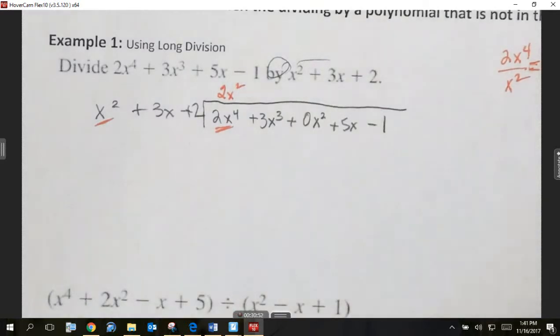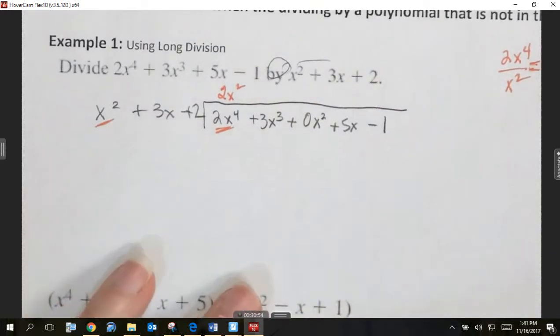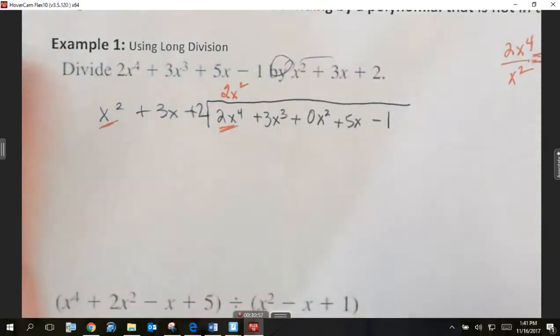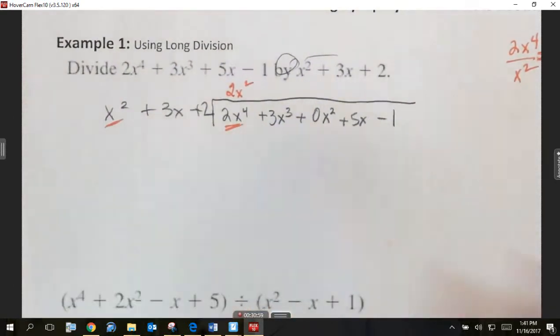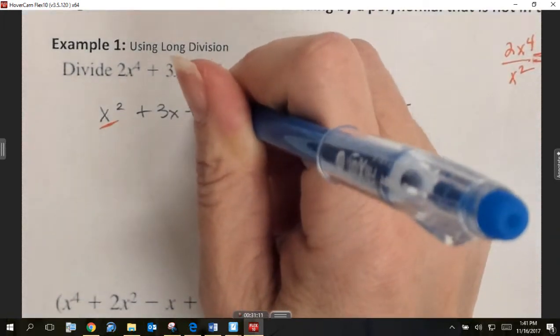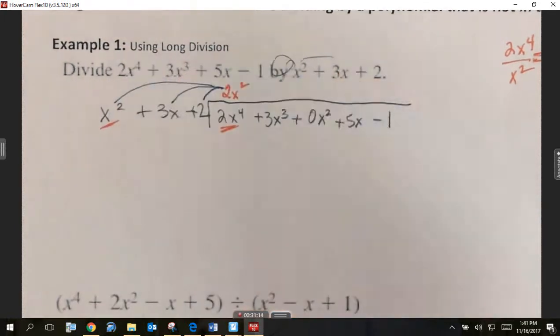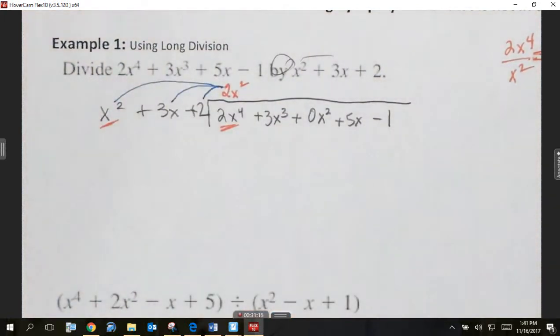I gotta restart this video. Okay, let's keep going. So we divide. Then what do we do? We divide. Then we multiply. When you multiply, you do have to multiply 2x squared by all of the terms.